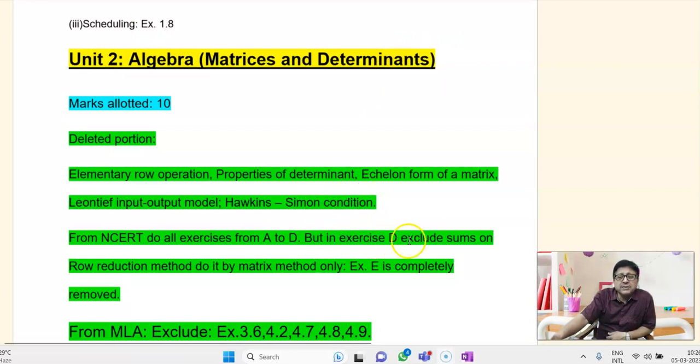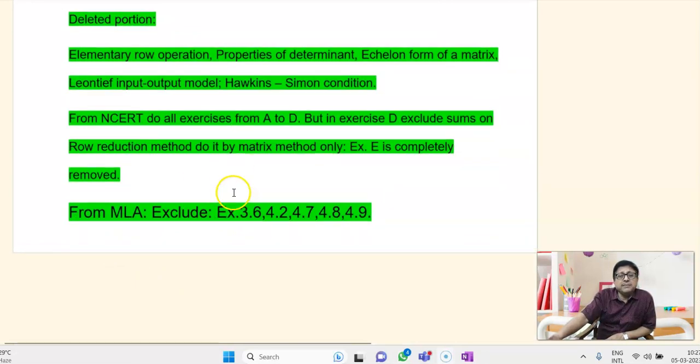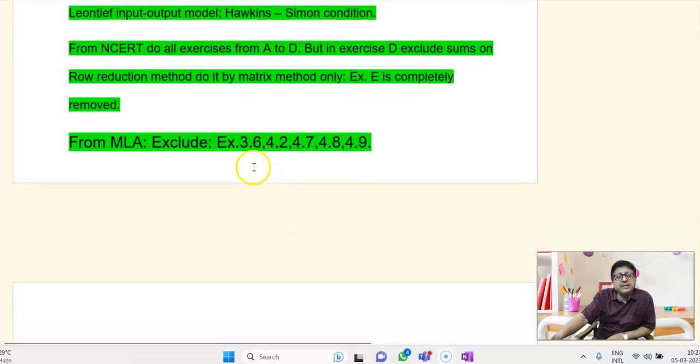So include all the sums, but when they have asked to do it by row reduction method, that is actually Euclidean form of matrix, don't do it. Exercise E is completely removed because all these methods and problems are discussed there. Leontief method, Hawkins, all these you don't practice. From M.L. Agarwal, sums on these topics you will find in exercises 3.6, 4.2, 4.7, 4.8, 4.9. These are completely removed from the syllabus, so never practice from there.